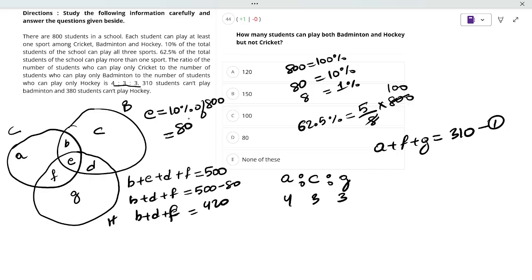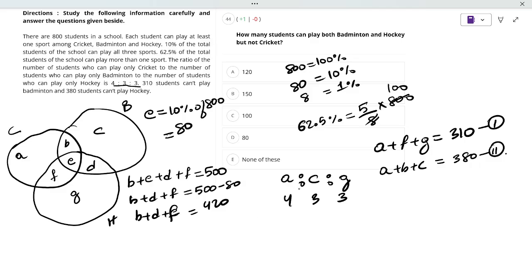Now 380 students can't play hockey. That means A, B and C can play hockey, which is 380. Now is there any more information with which we can solve this with the help of this one? Alright, let's check. B, D and F is 420.